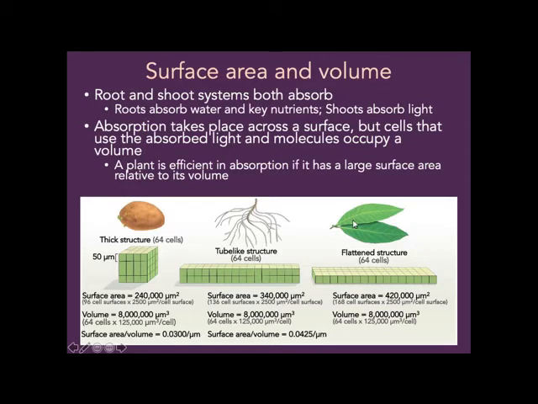If we look at something like a leaf, it is basically a flat structure. So if we took all of our cells, our cubes, which represent cells, and laid them flat like this, we've now increased the surface area to 420,000 micrometers squared, and then the volume is 8,000. So what does that do to the ratio of surface area to volume?